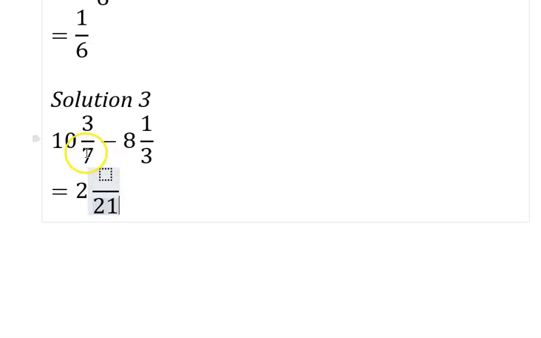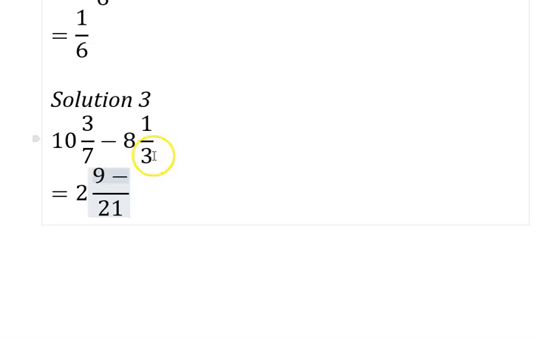Now, how many times will 7 go in 21? 3 times. 3 times 3 here will give you 9. Minus, how many times will 3 here go in 21? 7 times. 7 times 1 will give you 7. So all you just need to do now is to subtract the numerators that you have here.